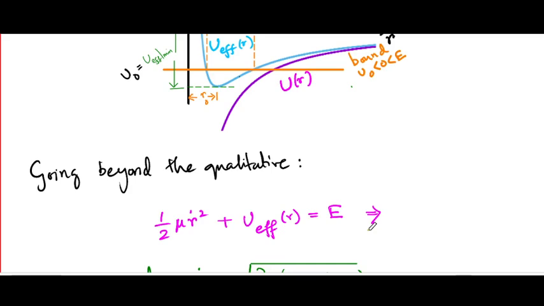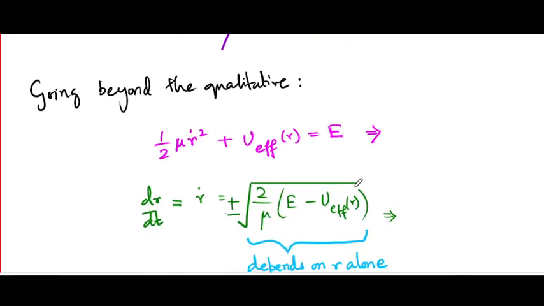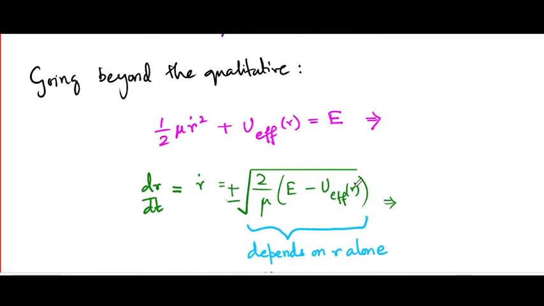So dr/dt can be easily figured out from this by moving the U effective r to the other side and dividing by half mu and taking the square root. And we end up with this expression where what is important is the right hand side depends on r and r alone. One important issue, of course, is that you cannot figure out whether dr/dt is positive or negative from this, that is whether the radius is decreasing or increasing. That information is not there in the law of conservation of energy. After all, because it involves only r dot square and not r dot, it cannot tell you whether you have a plus sign or a minus sign there.